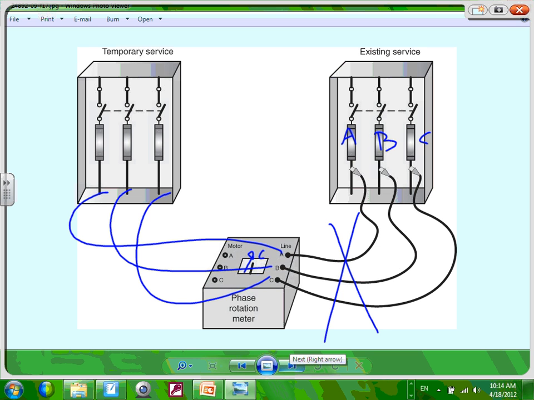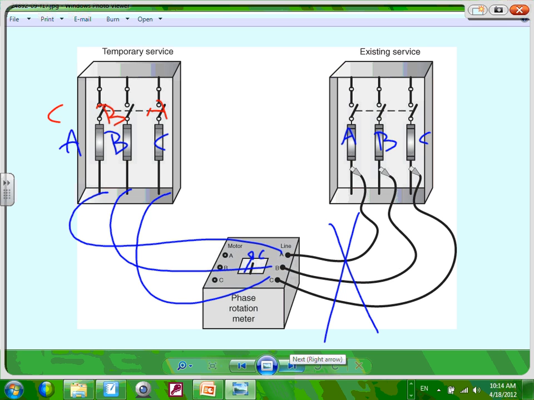If this indicates correct, then this phase is A, B, and C. Otherwise, you have to reconnect them, and it might be C, B, and A. Does that make sense? Identifying the rotation of the phases.